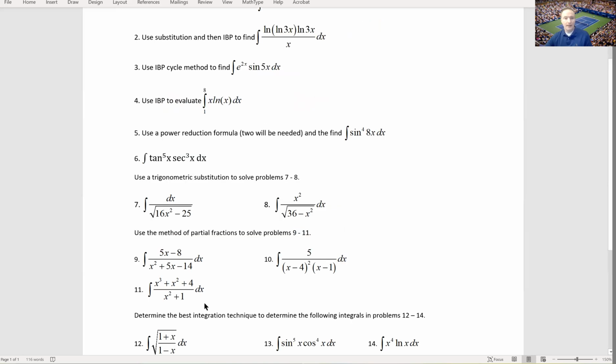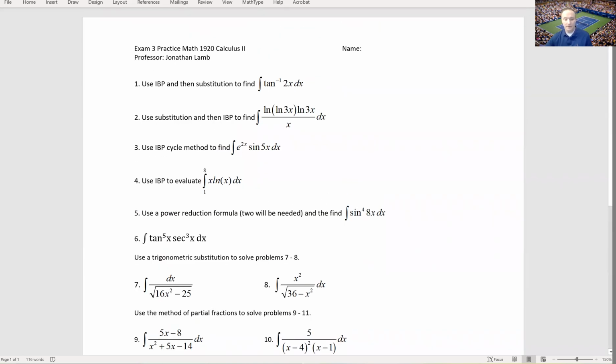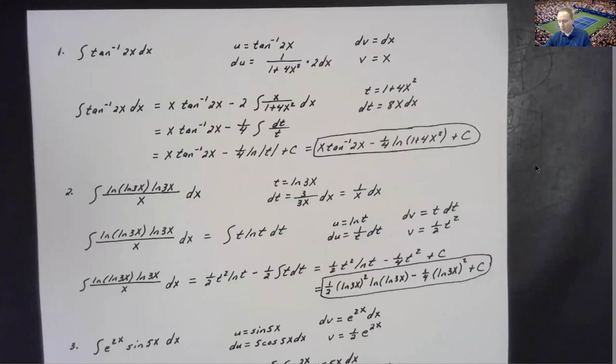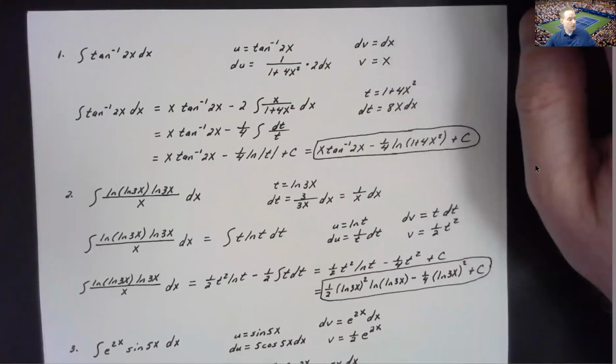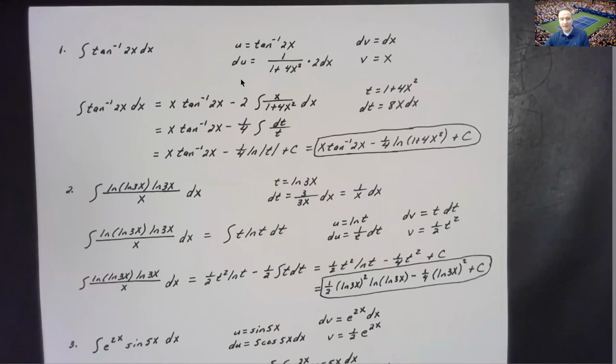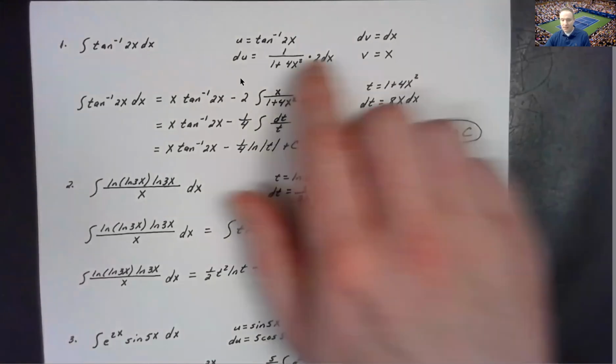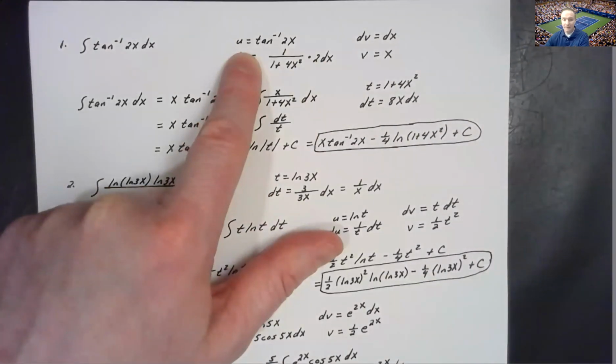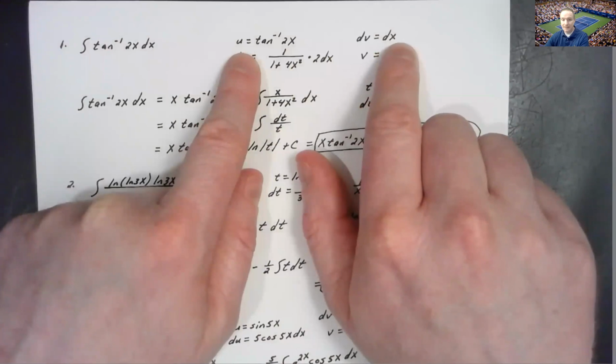Okay, so heading on into looking at this practice test with you, let's take a look at what I did for the first problem here. Problem 1 in the instructions told us to use integration by parts and then substitution to find this integral of the inverse tangent of 2x with respect to x. Okay, so using integration by parts, we know that we let u equal LIATE. The second letter in LIATE is inverse trigonometric function. So I'll let u equal the inverse trig function. And then that means everything else in there, which is dv, has to be dx.